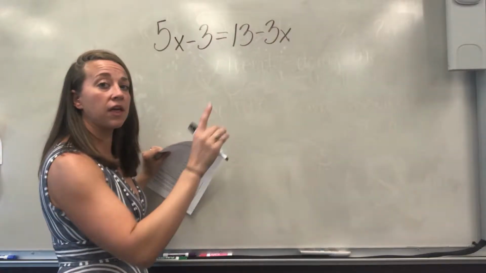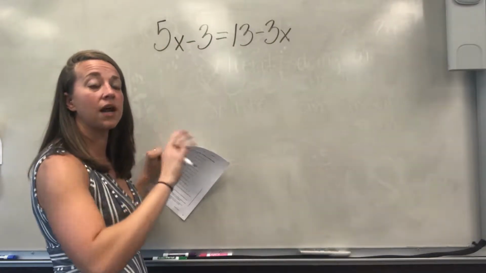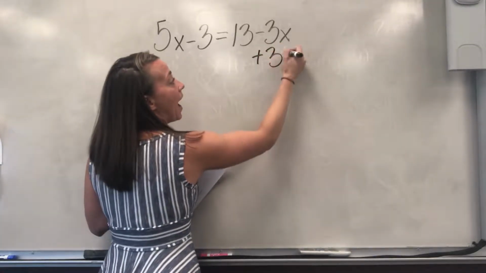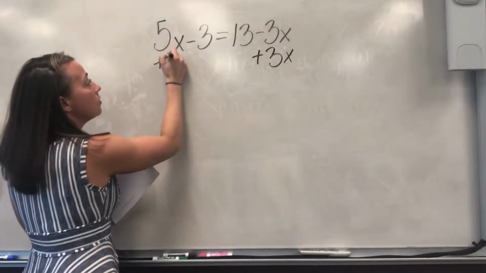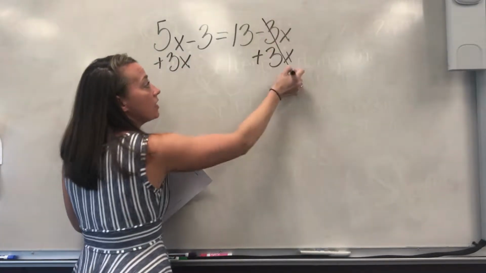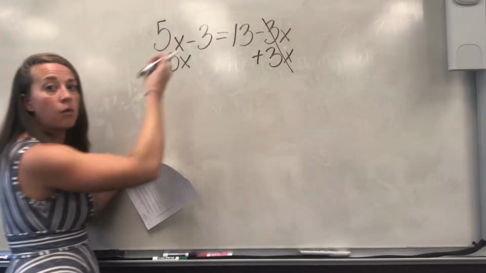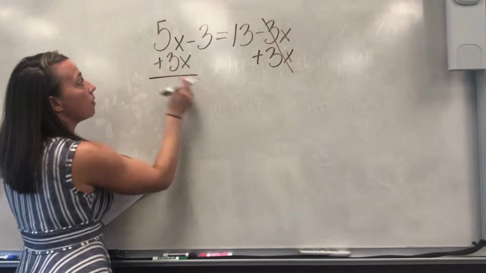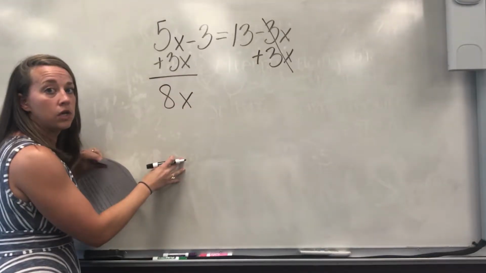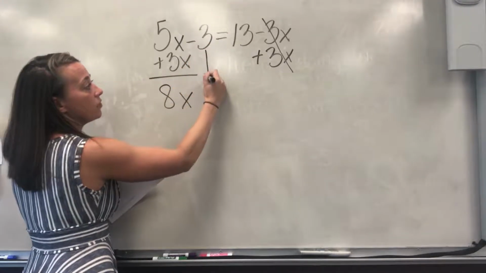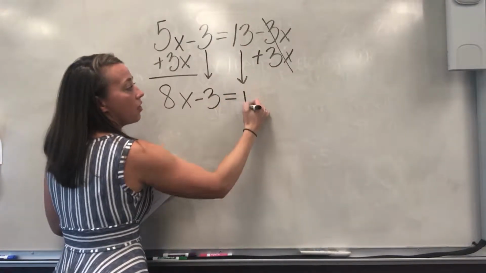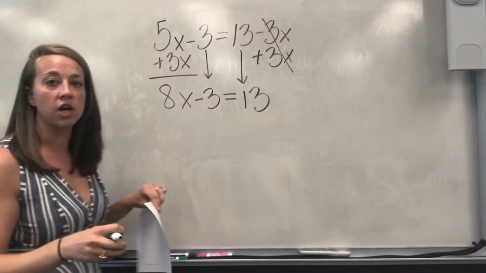So remember, when I'm moving things from one side to the other of the equal sign, I do the opposite. So if this is negative 3x, I'm going to add 3x to both sides. The reason I do the opposite is because I want it to cancel on that right side and I want to bring it over to the left. So I'm going to say 5x plus 3x is 8x. I've still got this negative 3 that I'm going to bring down, I've still got an equal sign, and I've still got a 13 that I can just bring straight down.